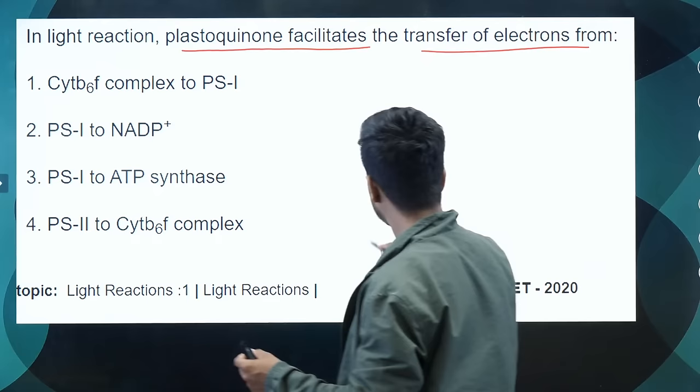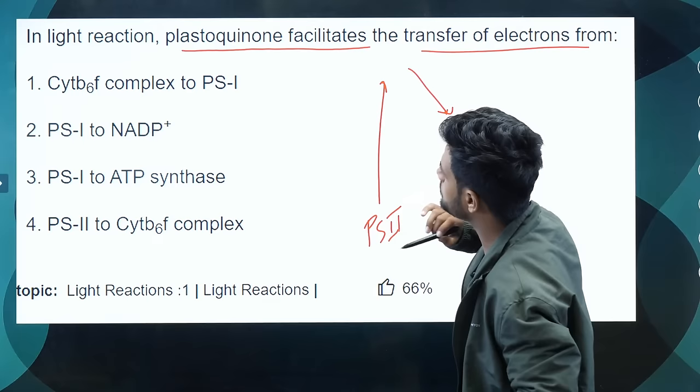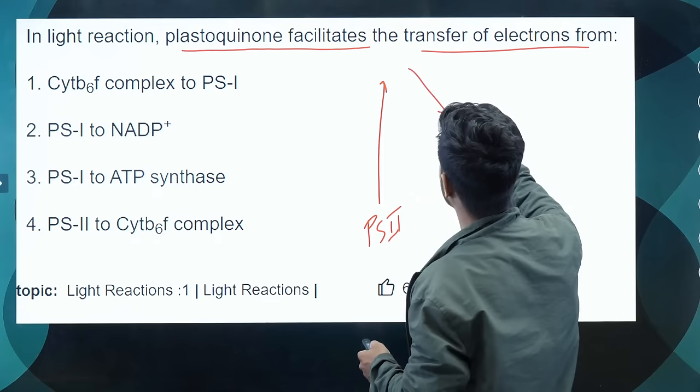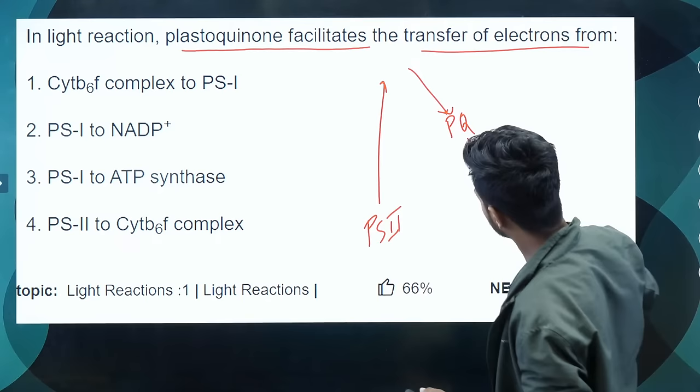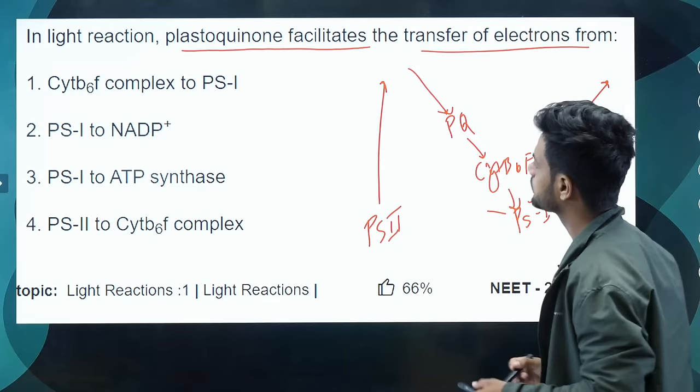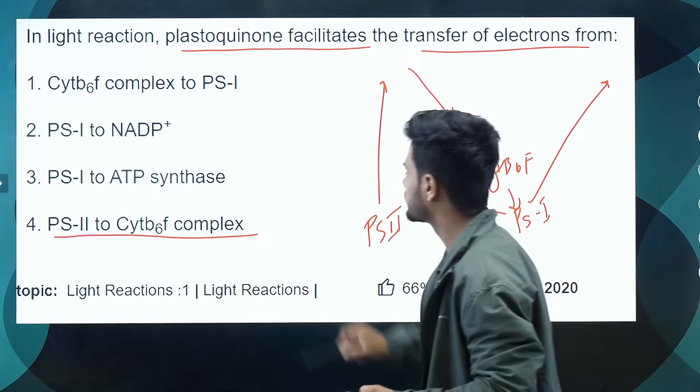non-cyclic phosphorylation from PS2, when electrons are going, they go from PS2 to your plastoquinone, and then they go to your cytochrome b6f complex. Then they go somewhere else, and they come, and then they go up again to PS1. So the answer is going to be PS2 to cytochrome b6f complex. Okay.